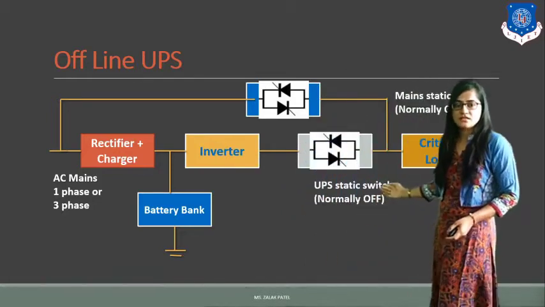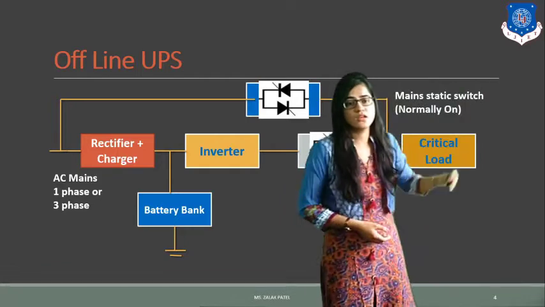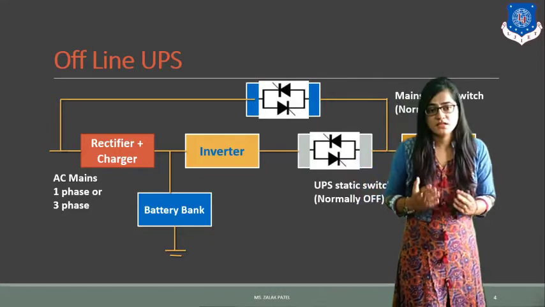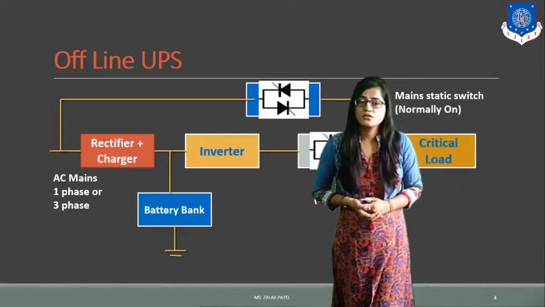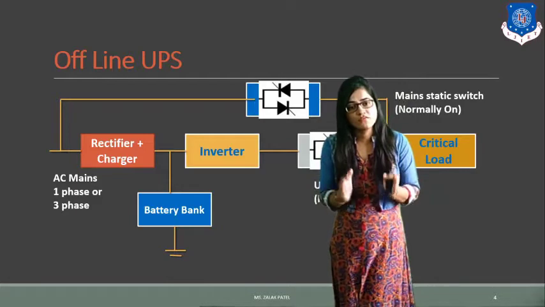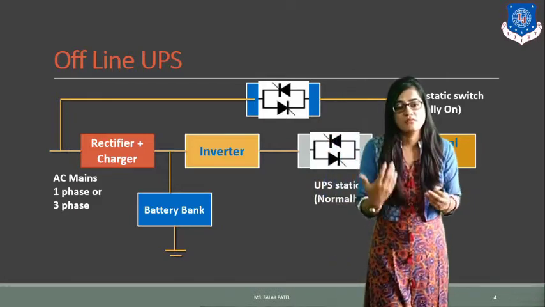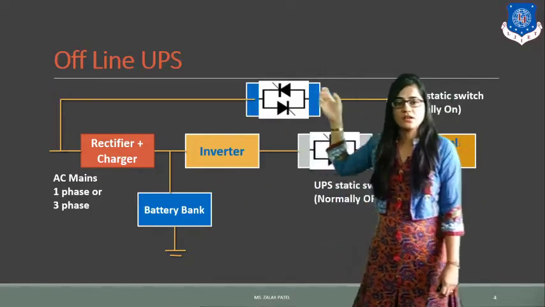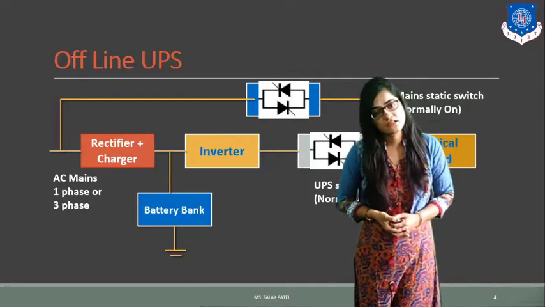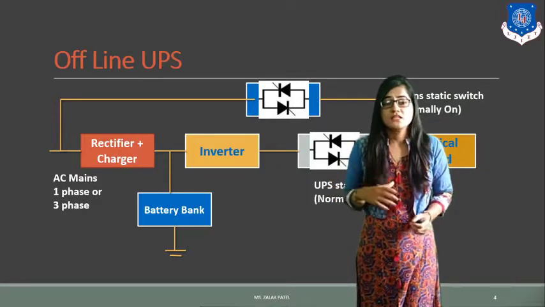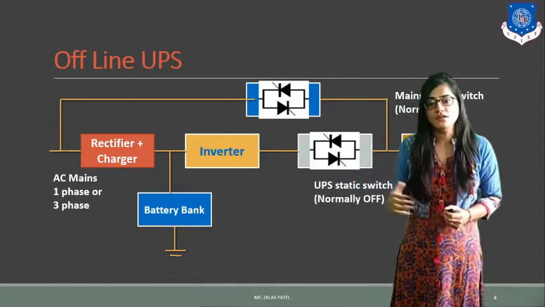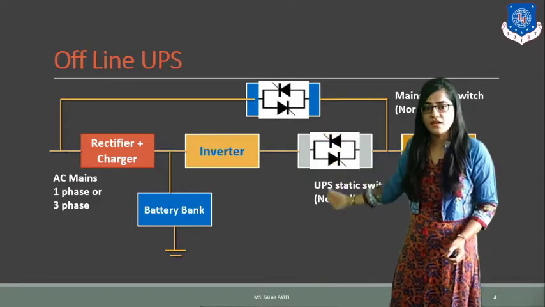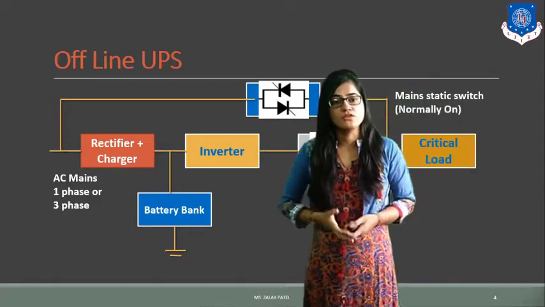Here the UPS static switch and the second one is the main static switch. In this circuit you should remember that the main static switch is normally on, which means if there is no interference in the power level, then the whole power can be supplied through this path, and that's why the main static switch is normally on, while the second path will work only when this path cannot work. When this main path cannot work, then the supply can be provided by the UPS static switch.